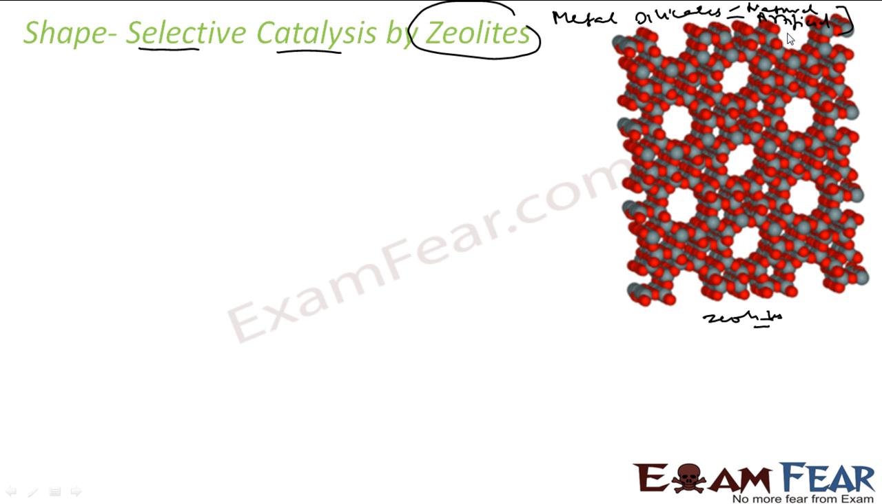They are used as ion exchanger to remove hardness, right? And these have a peculiar shape. Because of this shape, they are used for shape selective catalysis also. But generally, the zeolites are used as ion exchanger.